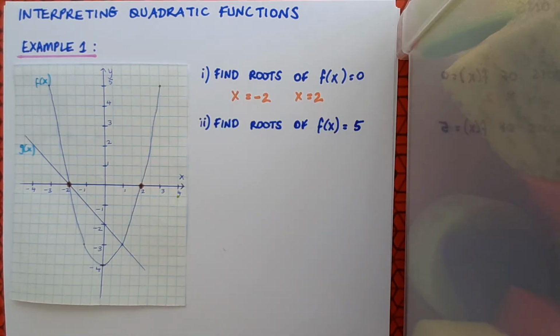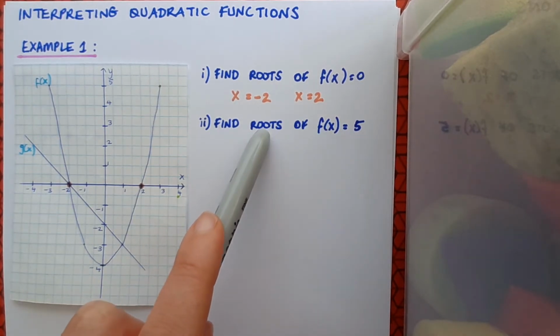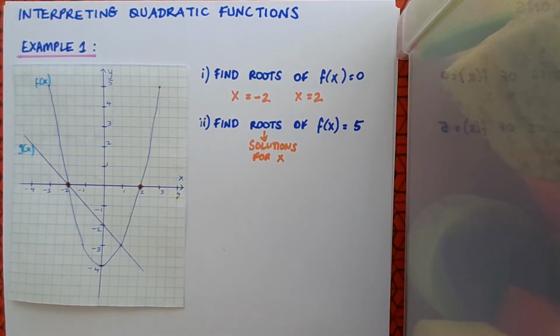The second part of the question says find the roots of f of x equals 5. So I know that I'm looking at the quadratic still because it's f of x. Now, just watch out here. They are saying the word roots, but they're also saying f of x equals 5. So in this context, roots just means solutions, and specifically solutions for x.